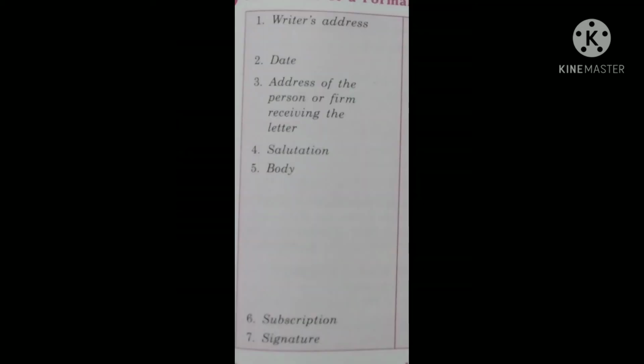Once again, a repeat. The format of a formal letter is, first of all, the writer's address, that means SA, sender's address. Later on, date. Third one, receiver's address. Later on, the body part, as you already know, contains 3 paragraphs. It may be less than 3 paragraphs, but after each paragraph you have to leave one line.